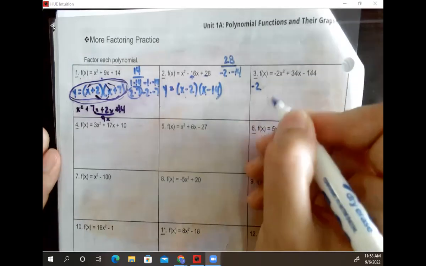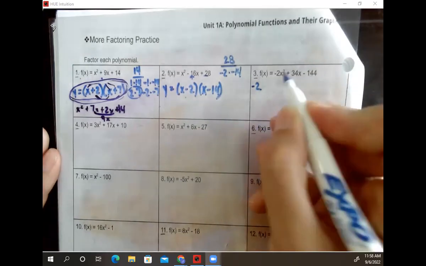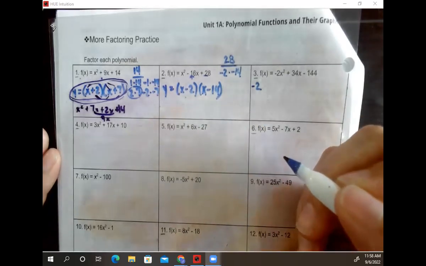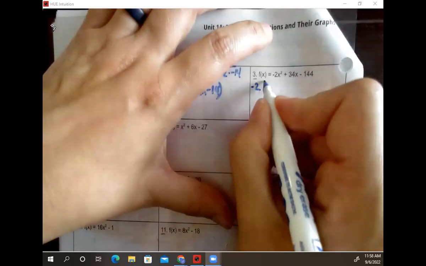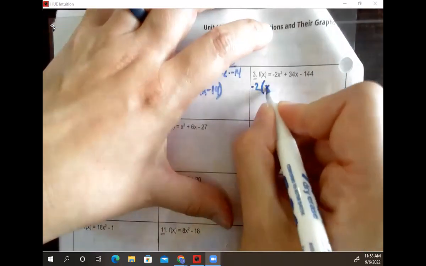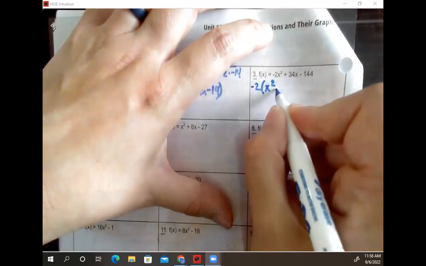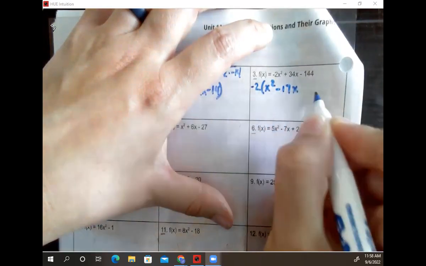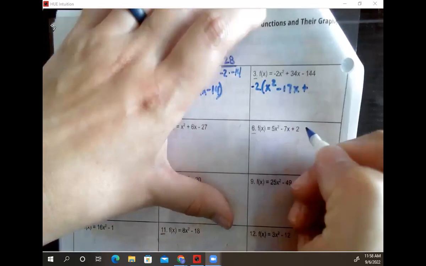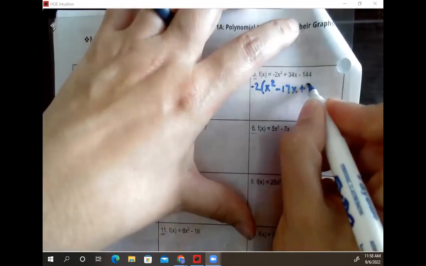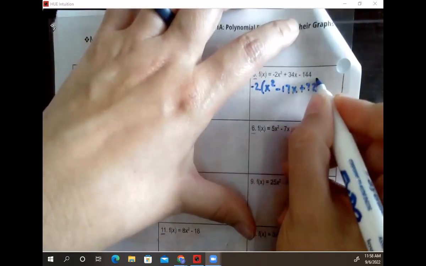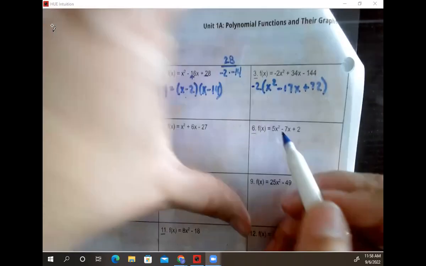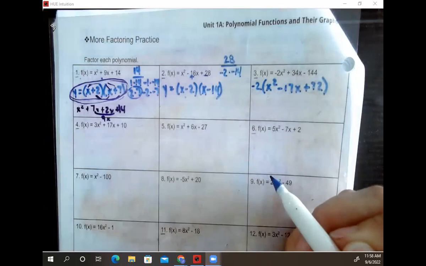If I just factor out +2, we would still have -1 left here, which means we're forced sort of into AC method here. So I'm going to go ahead and pull out -2. So that would leave me with x squared minus 17x plus 144 divided by 2 would be 72. Careful with your signs. Notice they changed here because I'm dividing by -2.